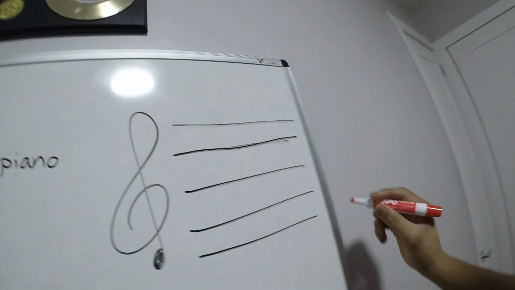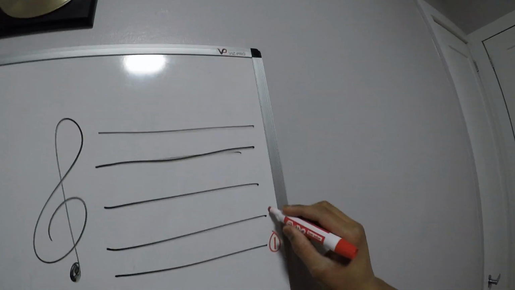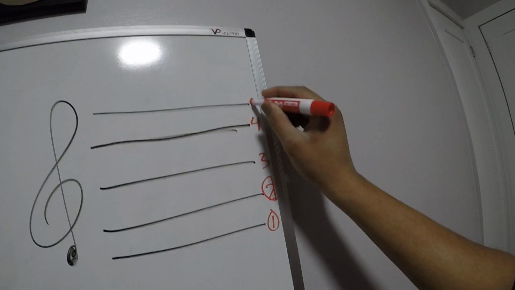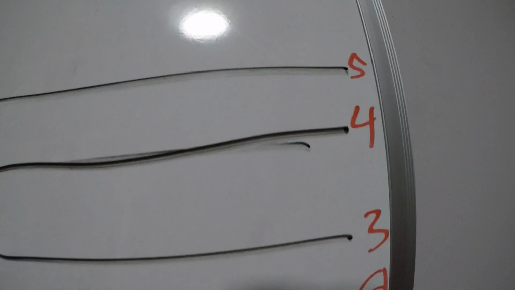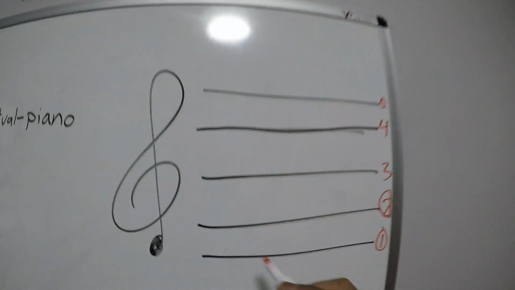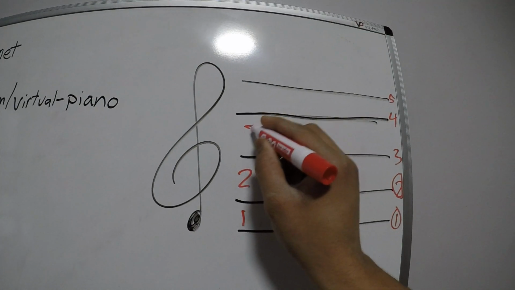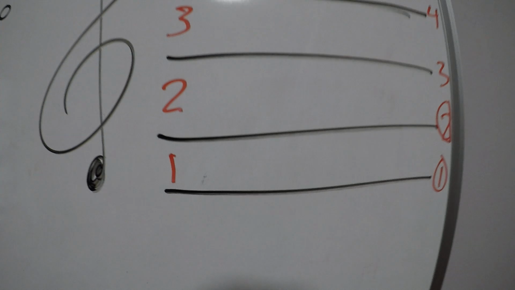The order goes from bottom to top, meaning that the first line is down here. 1, 2, 3, 4, 5. Order of the lines goes from bottom to top. The spaces do the exact same thing. So for the spaces, I'm going to put it on the opposite side. Space 1, space 2, space 3, and space 4. So it looks like that.